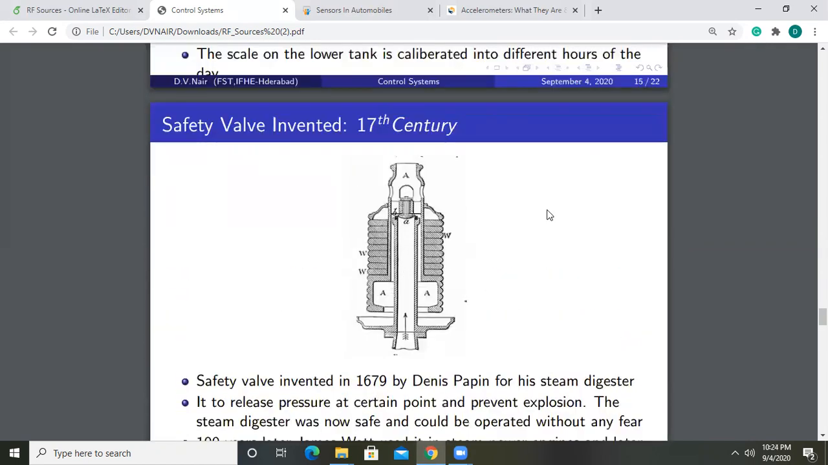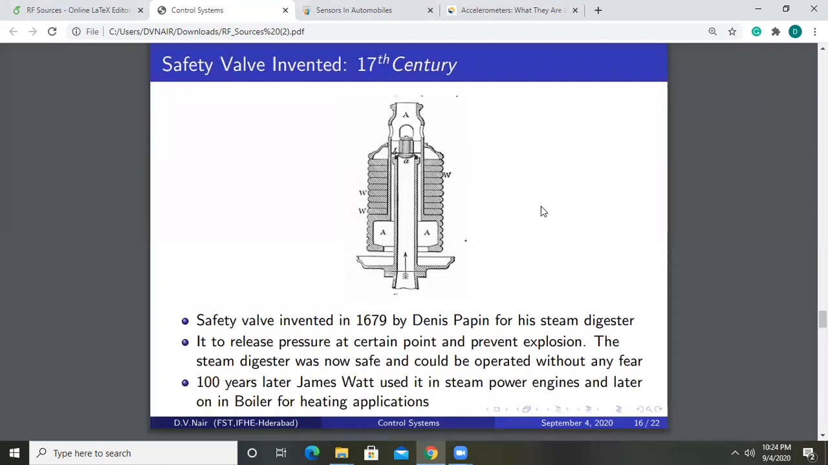Then in the 17th century, a big development takes place, that is the safety valve. The story behind this being invented, produced by a person called Denis Papin, is quite interesting. Denis was working for His Majesty, the King of France, and he was in charge of cooking for the entire staff of the king, especially when they were going for expeditions.